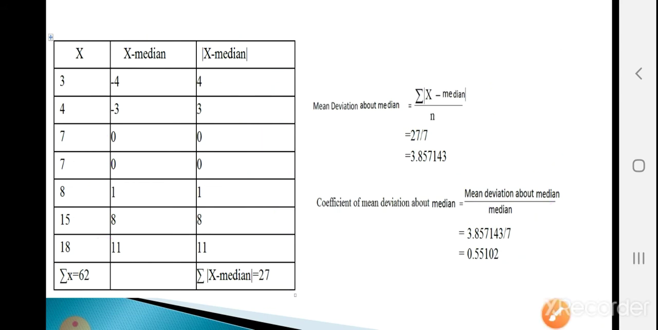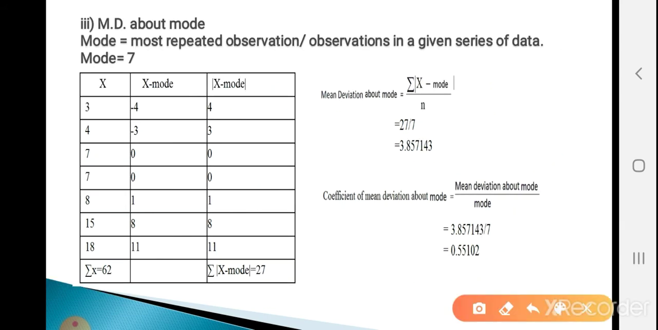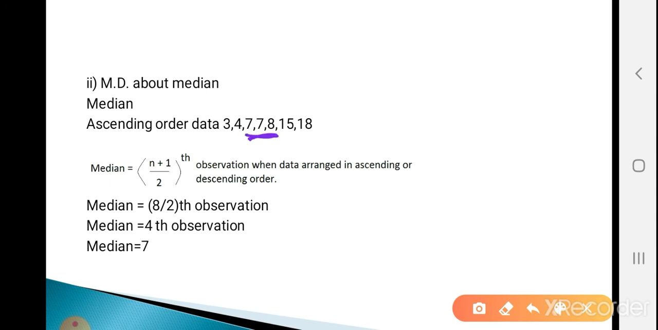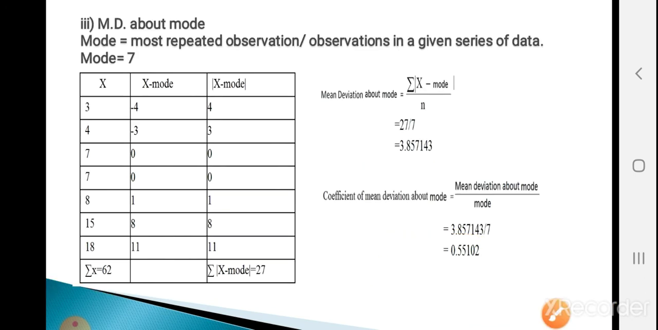Now the last, mean deviation about mode. So how to calculate mode for ungrouped data? In ungrouped data, the mode is the most repeated observation or observations in a given series of data. In the given data, which one is the most repeated observation? Here 7 is repeated 2 times. So the mode value is 7. Make the column x minus mode and mod of x minus mode. Here the mode value is 7, which is equal to the median. So the mean deviation about mode and the coefficient of mean deviation about mode are the same as the mean deviation about median and the coefficient of mean deviation about median.